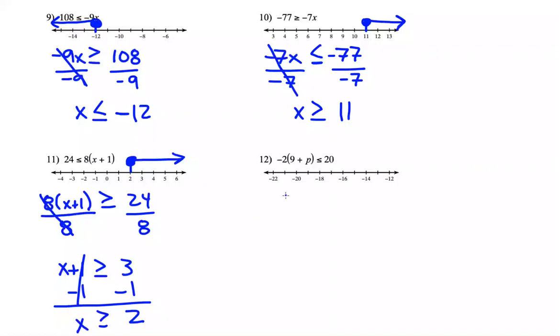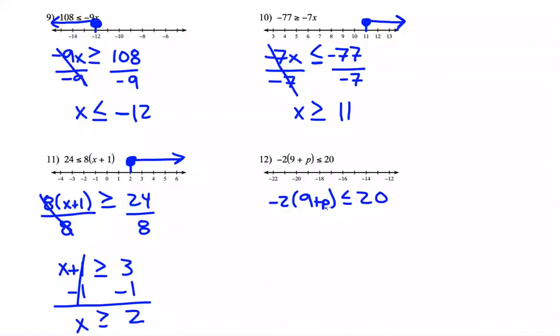Okay, our final one. I'm not going to change the sides because the p is already over on the left. So negative 2, I'm just going to rewrite it. 9 plus p is less than or equal to 20.